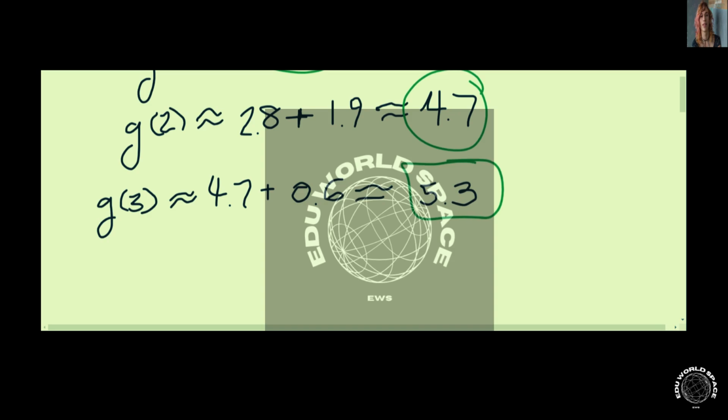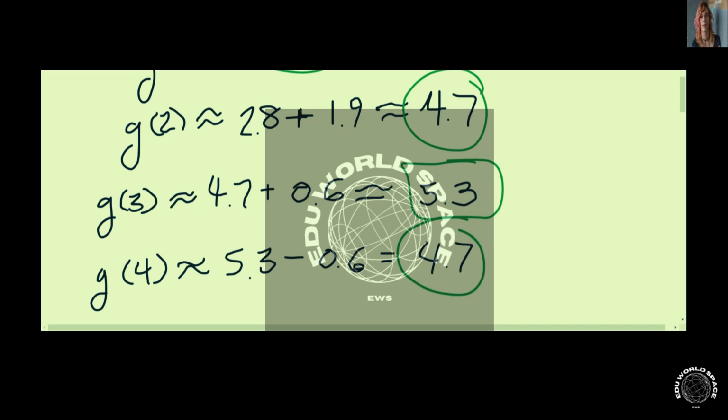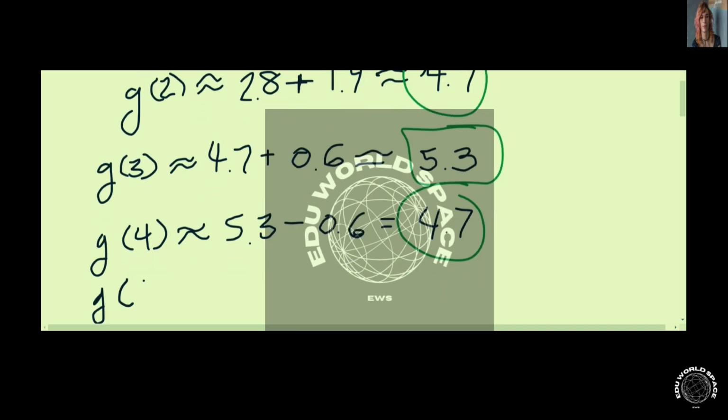And we can do these same processes for g of 4 and g of 5. G of 4 is about 5.3, but now we subtract about 0.6, which is about 4.7. And likewise, g of 5 is about g of 4, which was 4.7, minus about 1.9, which is about 2.8.